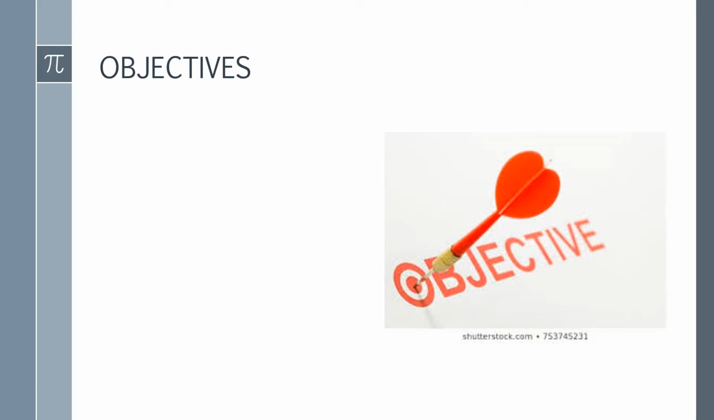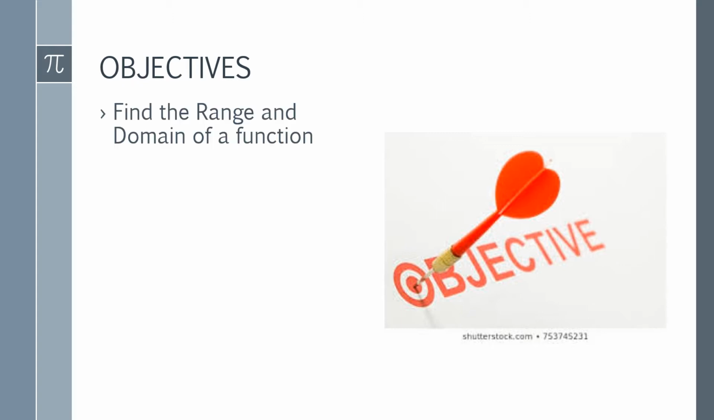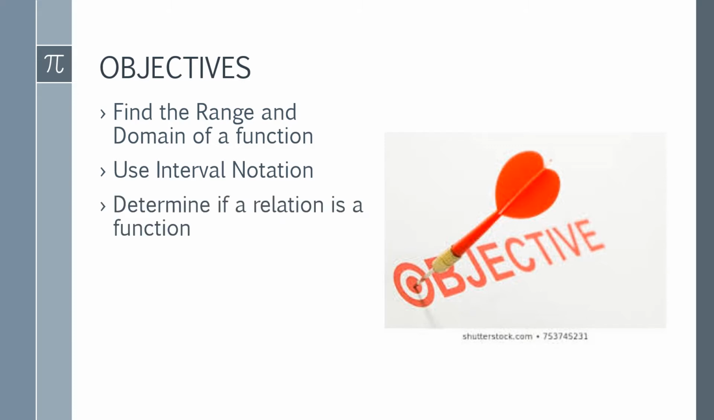Our objectives: we're going to find the range and the domain of a function. And then we're going to use interval notation to write the range and the domain of the function. We're going to determine if a relation is a function and then evaluate a function.